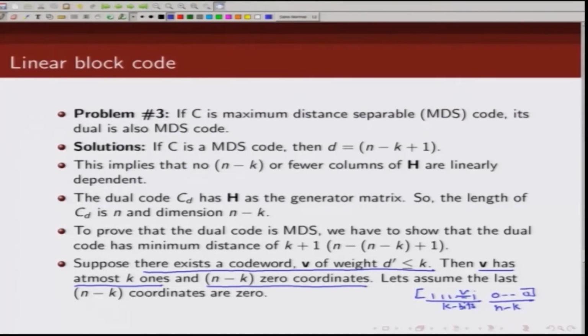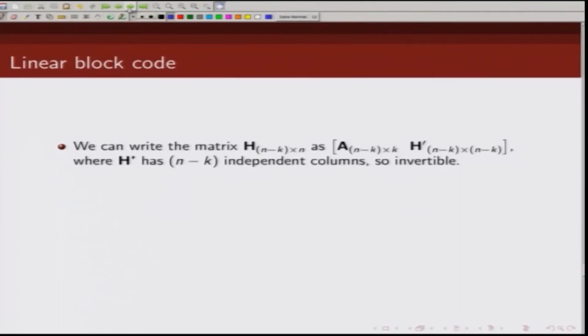Okay. Let us assume that. Now, the parity check matrix of the original code, which is the generator matrix of our dual code, can be written in this particular form. Please note this parity check matrix is an n minus k cross n matrix. So, I am writing it as one matrix A, which is n minus k cross k, and then there is an invertible matrix which I call H prime, which is n minus k cross n minus k.